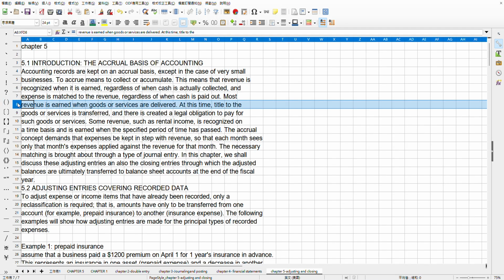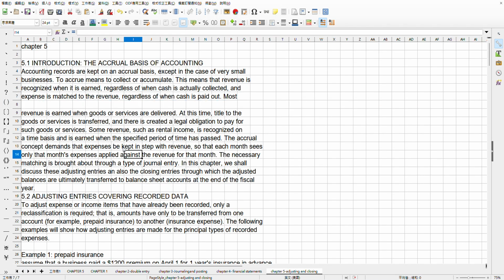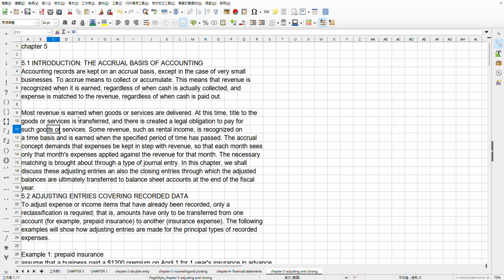Most revenue is earned when goods or services are delivered. At this time, title to the goods or services is transferred. There is created a legal obligation to pay for such goods or services.